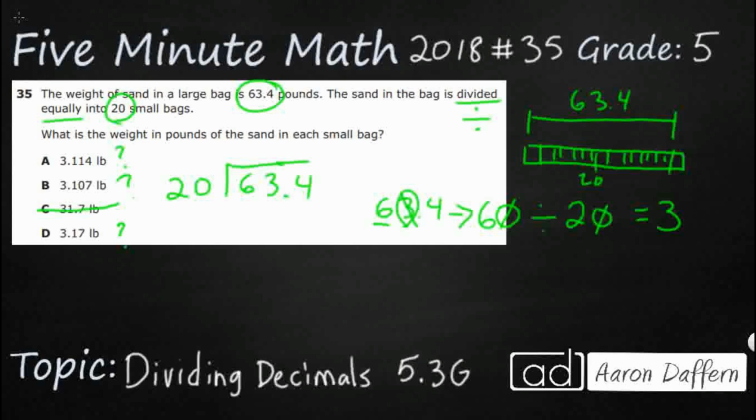31.7. So that's making me almost lean towards D, because sometimes they'll give you the wrong answer with the decimal point being the only thing that is shifted from the correct answer. So maybe D. So let's check how we would divide this.